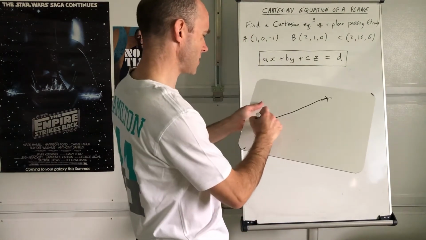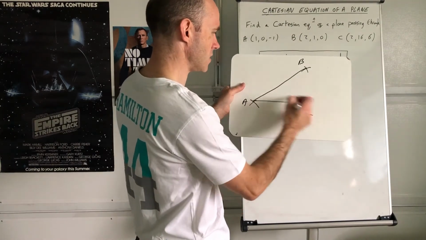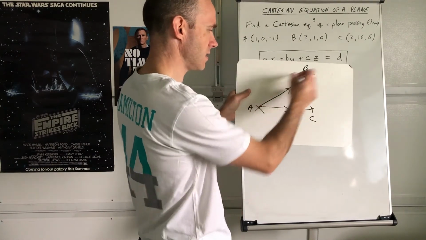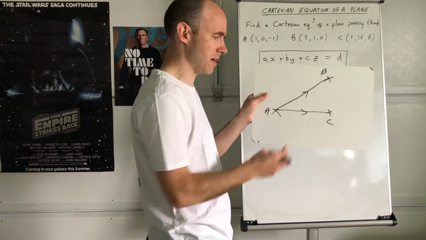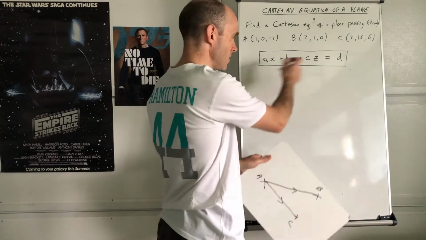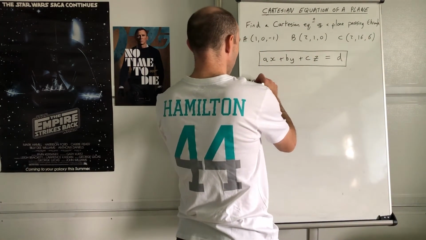Anyway, what I'm saying is you've got 3 points that lie in the plane. All you need to do is find AB and AC, which gives you 2 vectors that lie in the plane, and then use the cross product to find the vector that's perpendicular to them, and then it gives you the ABC. It's a straightforward technique.